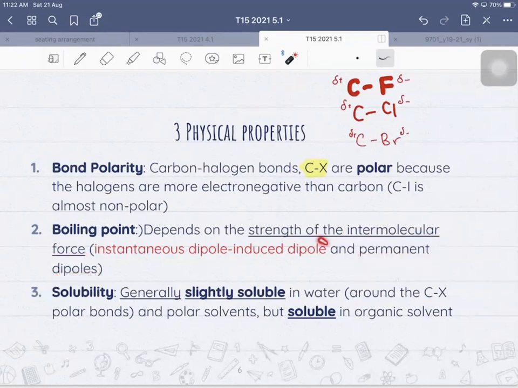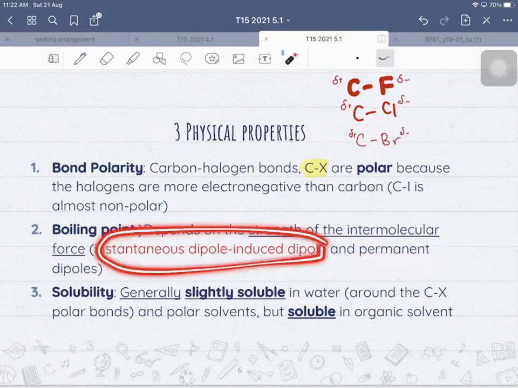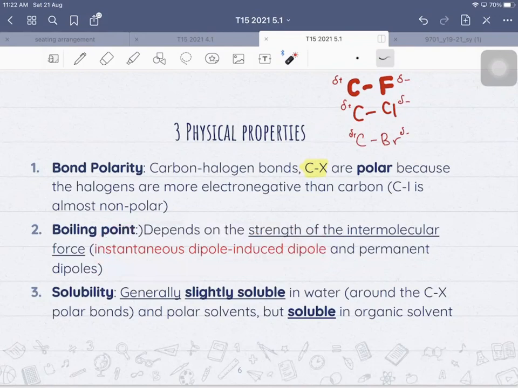Okay, now I noticed that in your notes, it's printed as van der Waals forces. Could you please change this van der Waals into instantaneous dipole, induced dipole, ID-ID? Okay, so I repeat again, if in your notes it is van der Waals, please change it. Thank you, Ayman.